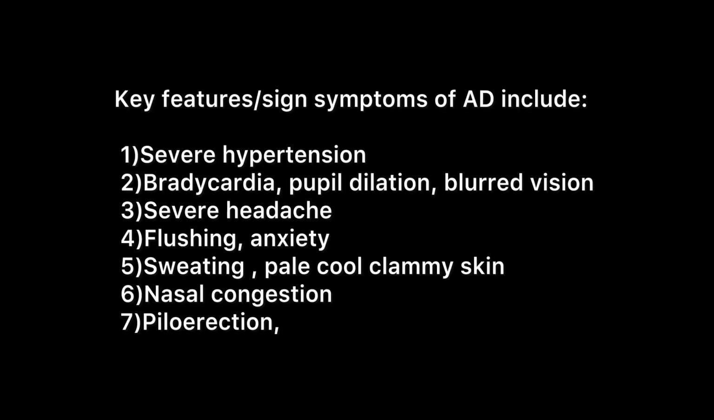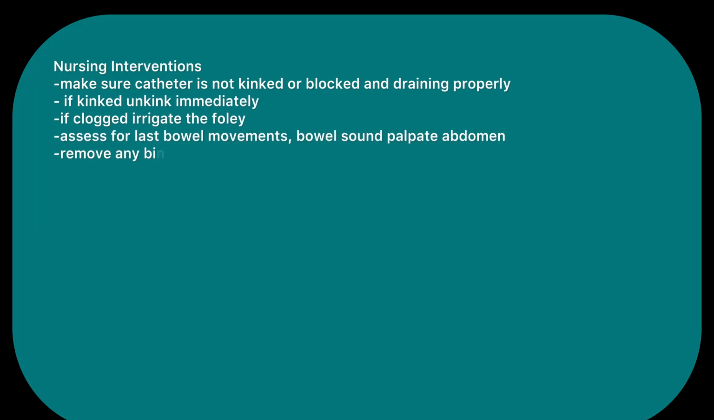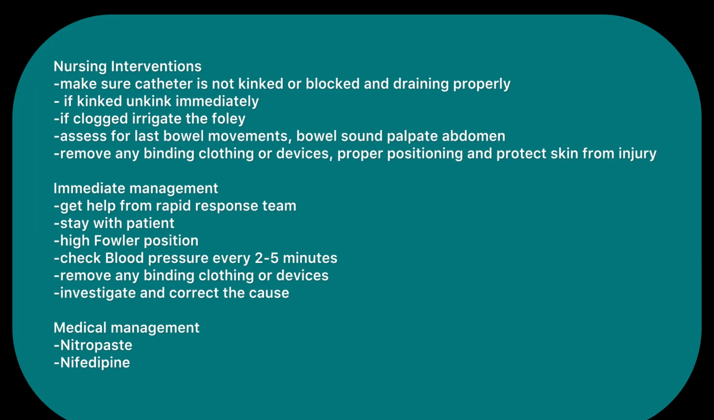The signs and symptoms are severe hypertension, bradycardia, pupil dilation, blurred vision, severe headache, flushing, anxiety, sweating, pale, cool, clammy skin, nasal congestion, and piloerection. If you are preparing for the NCLEX, you must remember these signs and symptoms of autonomic dysreflexia because this is also an important topic for the NCLEX. You might get a question on this topic, actually a case study type question where you will have to guess the condition and provide the nursing management for this condition.